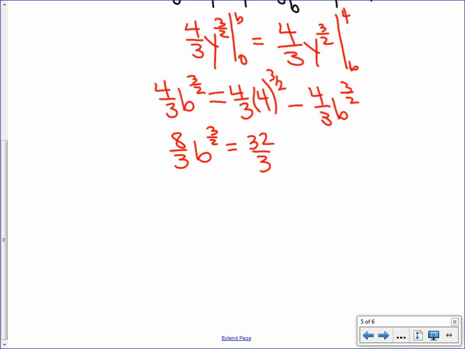Can't you divide and get 4 equals b to the 3/2? What did you just do? Up here we took this and combined it with this b to the 3/2 to get here. Then we can divide by 8/3 or multiply by 3/8, so the 3's cancel. 32 divided by 8 is 4. Then to get rid of the 3/2, we can take both sides to the 2/3. And there we go.